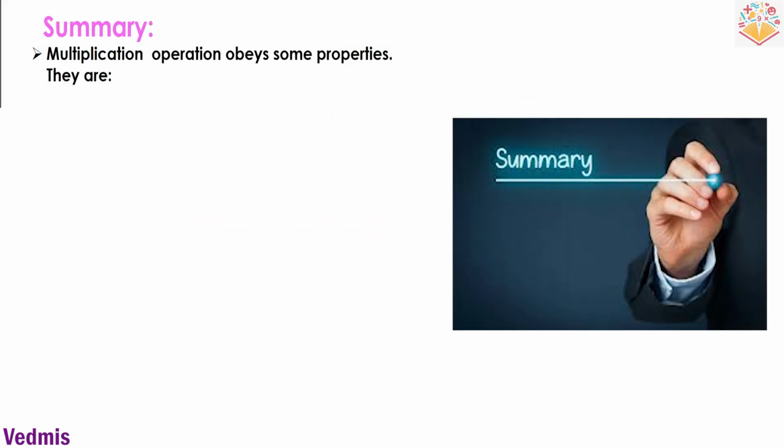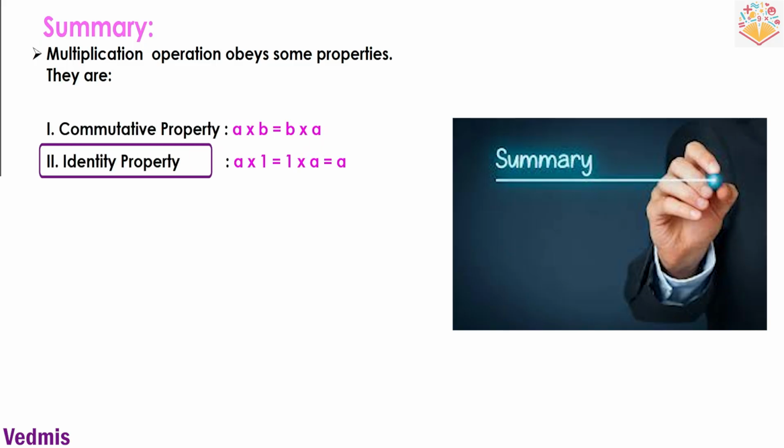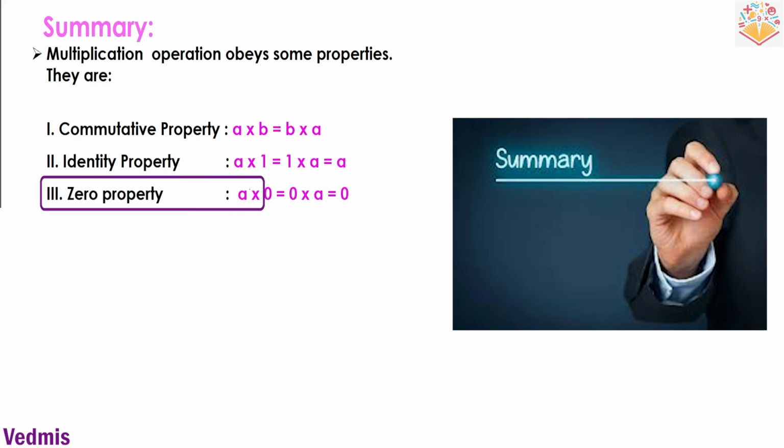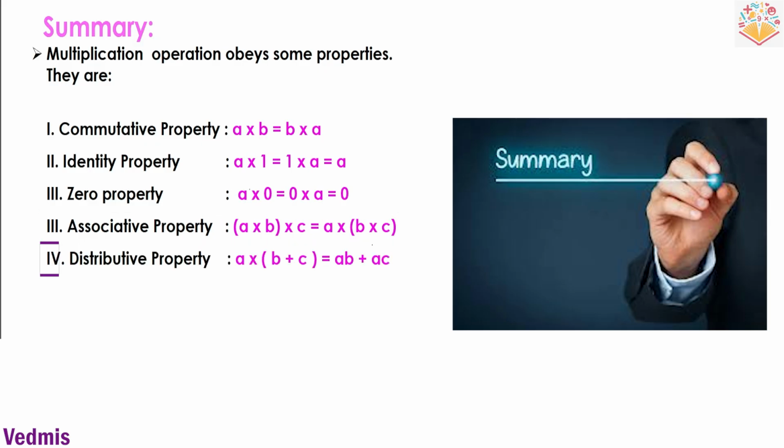Let us summarize what all we discussed, my dear students. Multiplication operation obeys some properties. They are the commutative property, A into B is equal to B into A. Multiplicative identity property, A into 1 is equal to 1 into A is equal to A. Zero property, A into 0 is equal to 0 into A is equal to 0. Associative property, A into B into C, A into bracket B into C. Distributive property, A into bracket B plus C is equal to A into B plus A into C.